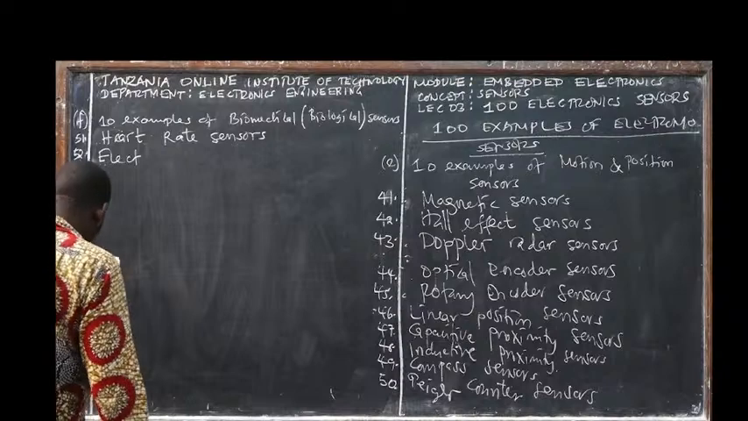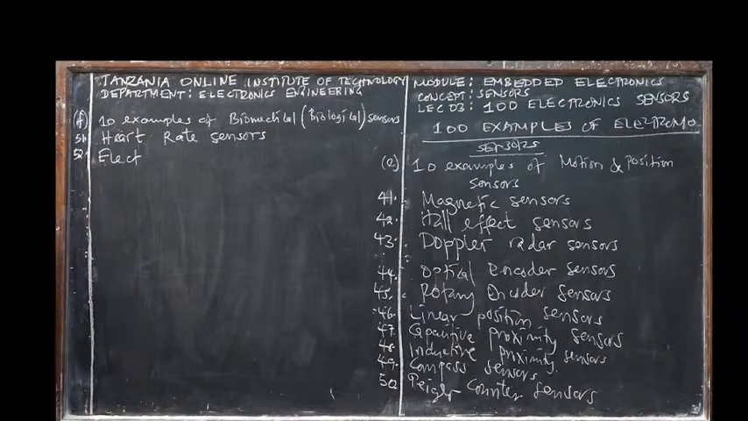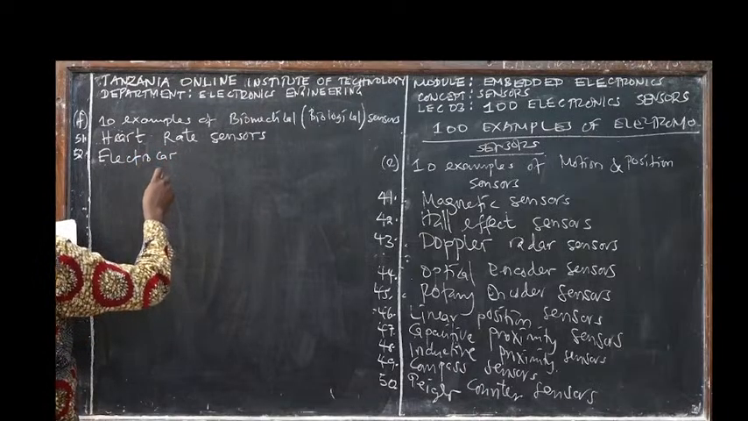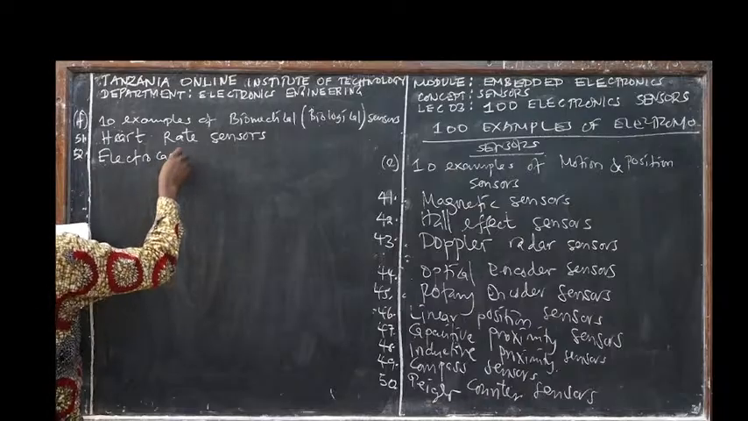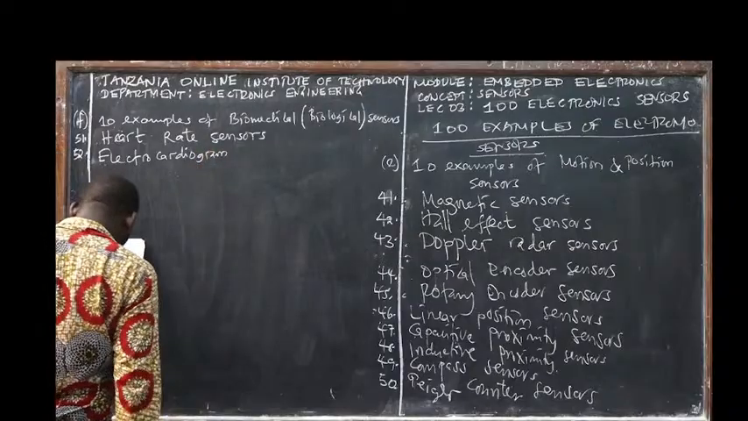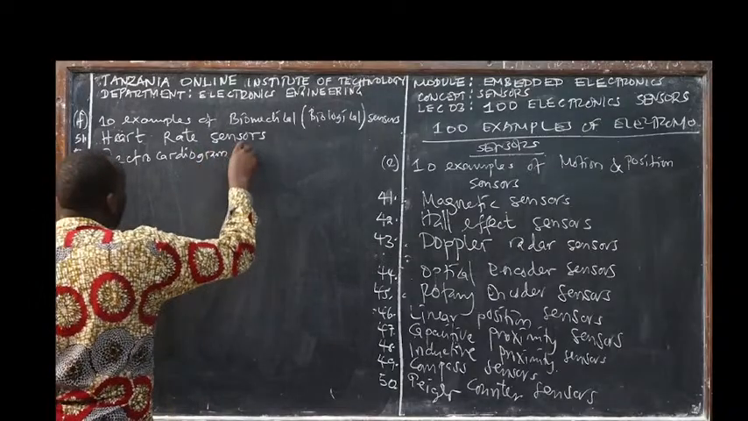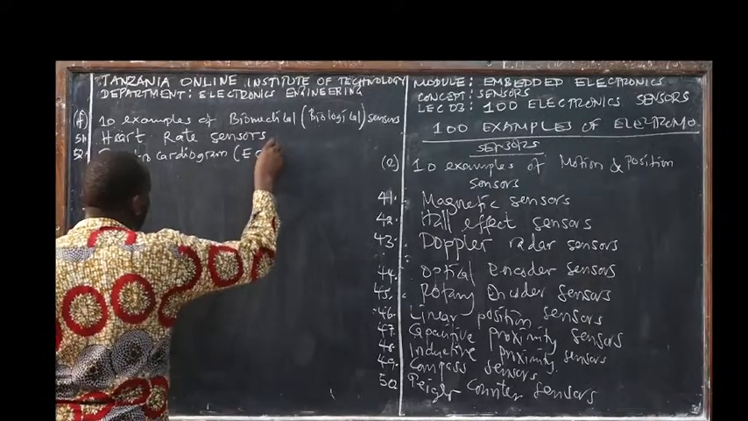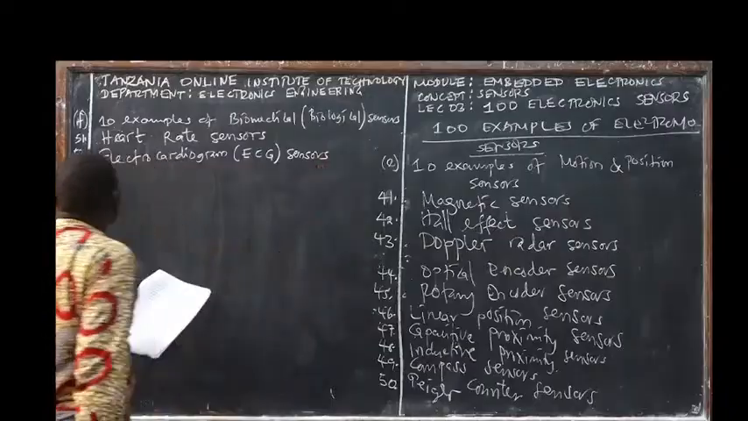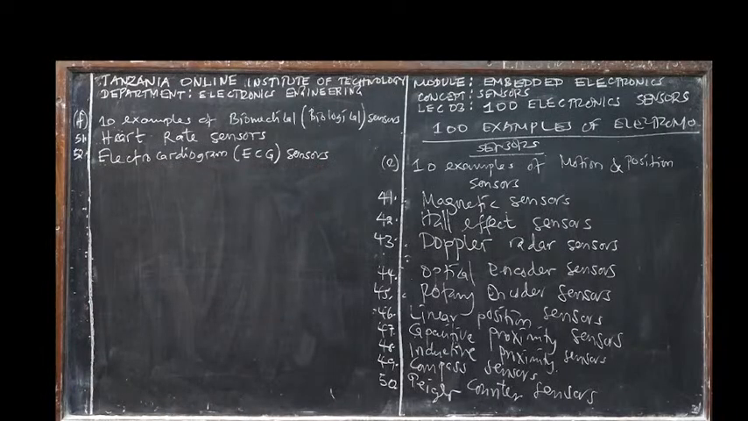We have electrocardiogram, aka ECG sensors. So electrocardiogram or ECG sensor. Say class A, electrocardiogram or ECG sensors.